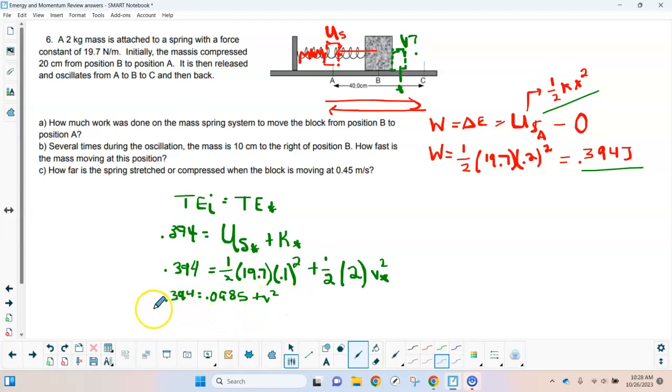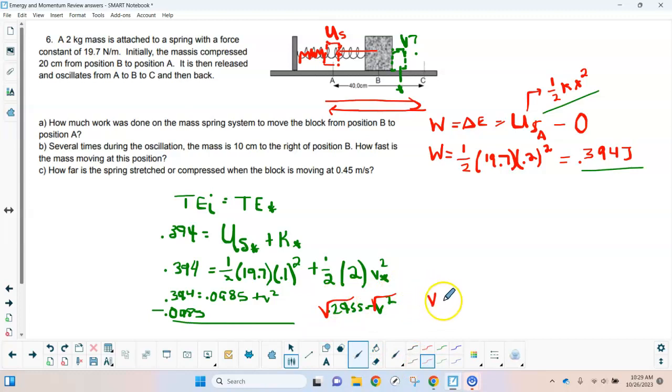So we're going to do the normal kind of subtract and isolate the missing term. So I'm going to subtract 0.0985 on both sides, and then take a square root. So the value, it turns out to be, when you subtract, is 0.2955 is equal to v squared, and then you have to take a square root.